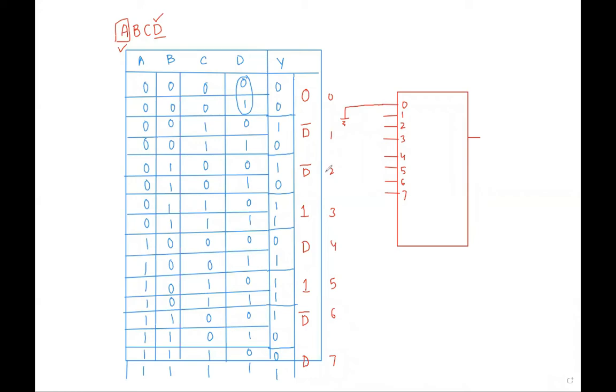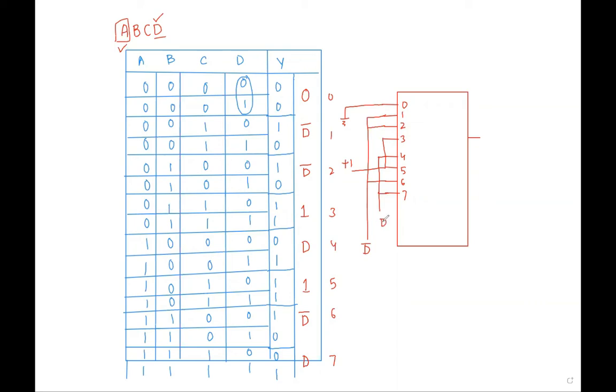D bar is at 1, 2, and 6. So 1, 2, and 6 will be provided D bar. 3 and 5 will be provided 1, and 7 and 4 will be provided D.